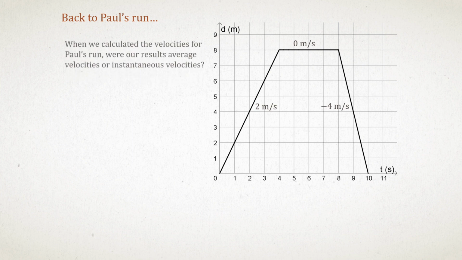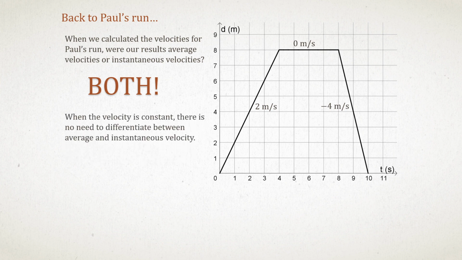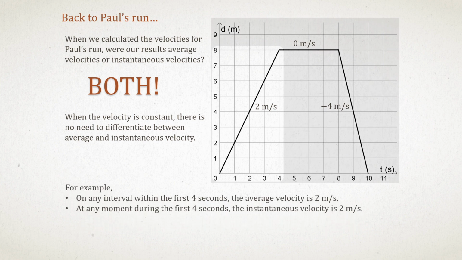Now, when we calculated the velocities for Paul's run, the question is, were we calculating average velocities or instantaneous velocities? And the answer here is actually both. Why is that? Well, it's really because we're dealing with straight lines here. And when you're dealing with straight lines, average velocity and instantaneous velocity are the same thing at any particular point on the line or over any interval on the line. Now, here's an example to show you why.